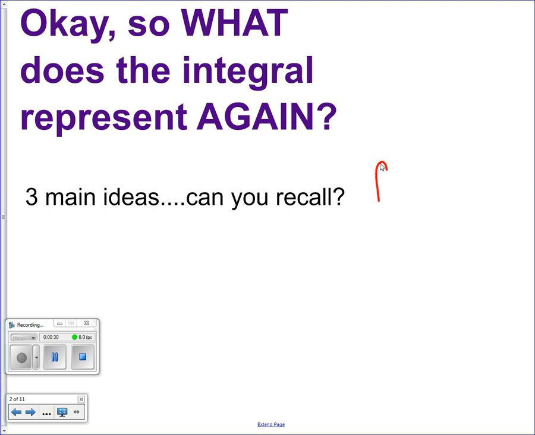So we know that the integral from a to b of f of x dx. There are three main ideas that that integral represents right now in our heads. And the first one is basically the mathematical definition. You should always remember that.